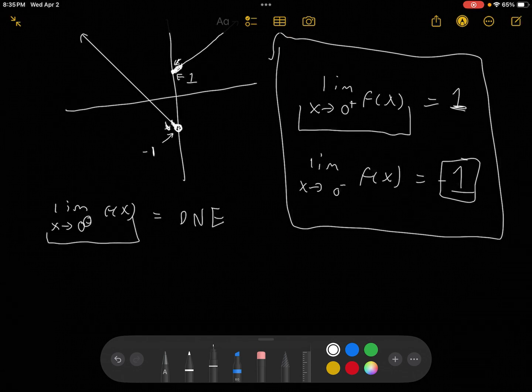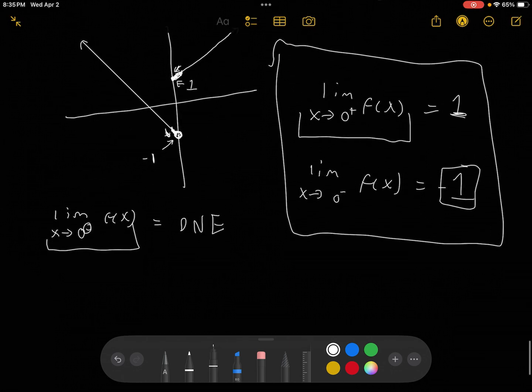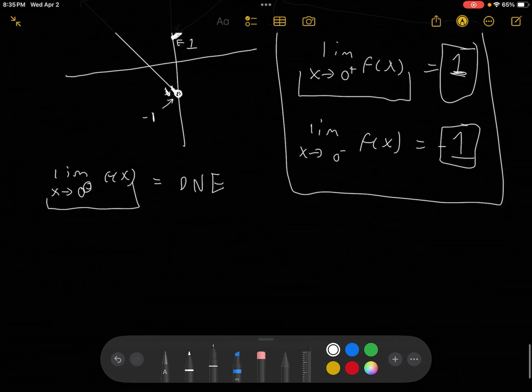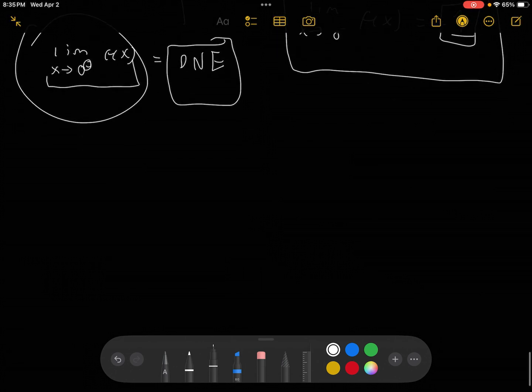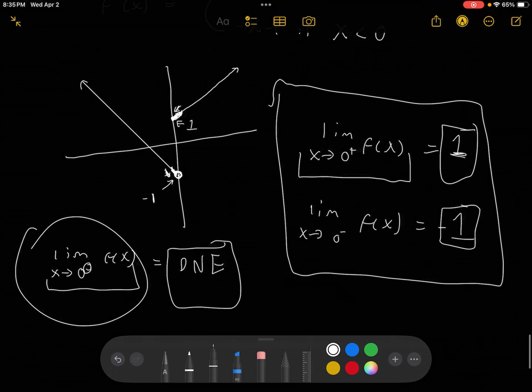And when we're talking about the limit as x approaches 0 and we don't specify, we mean as x approaches 0 from both directions. And since this function is approaching two different numbers, depending on which direction you're approaching from, we say that this limit does not exist.